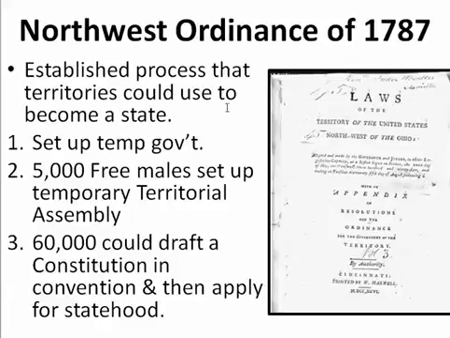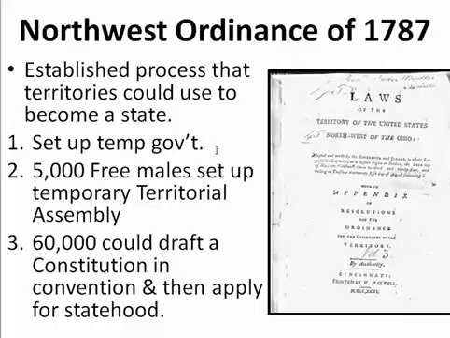We talked about it a few minutes ago. It established a process that territories could use to become a state if that territory wanted to. First, it had to set up a temporary government. That temporary government would be a governor, a secretary, and 3 judges. That is what the original territory would be.